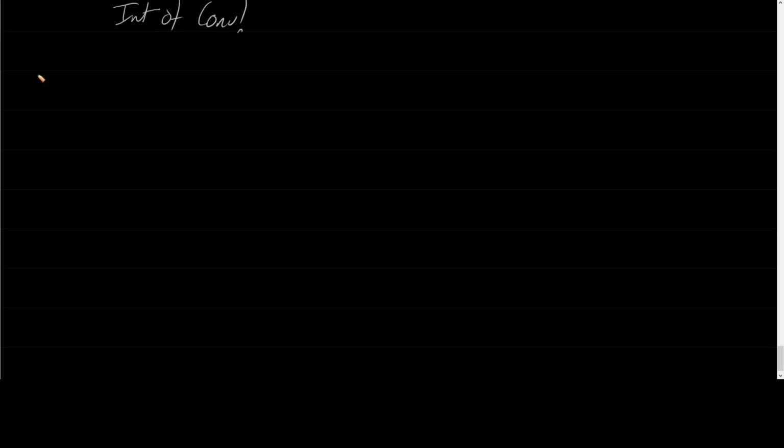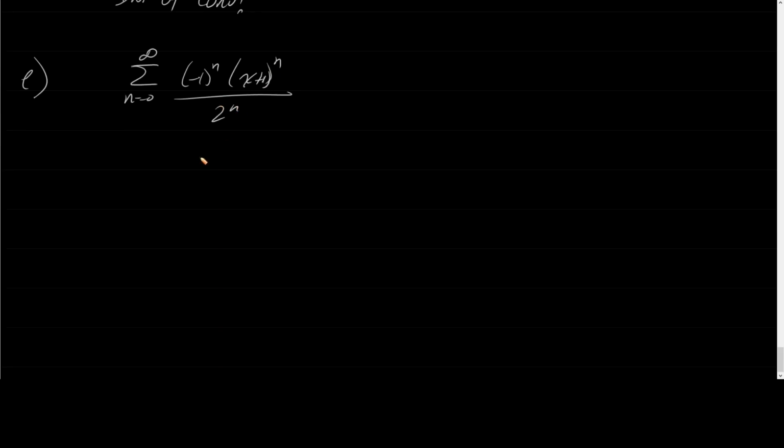E. Let's say that we have a series from n equals 0 to infinity of negative 1 to the n times x plus 1 to the n over 2 to the n. There we go. Right, and in here we're finding the interval of convergence, right? And again, essentially that meant we're looking for the domain of this function.